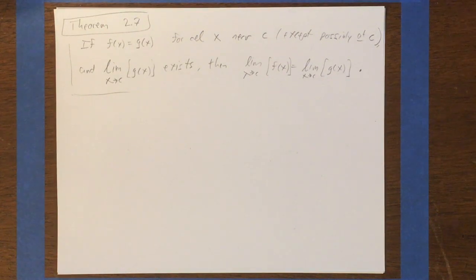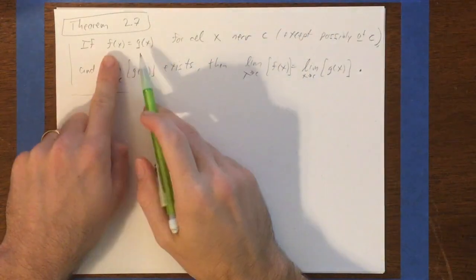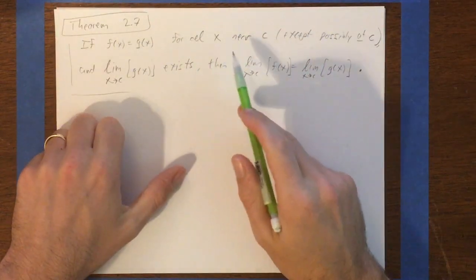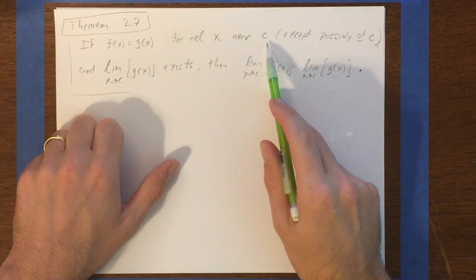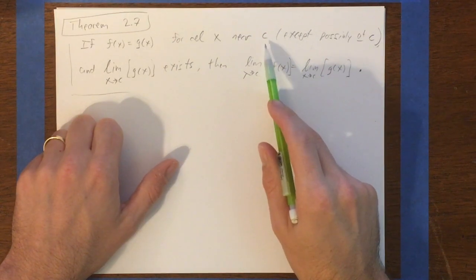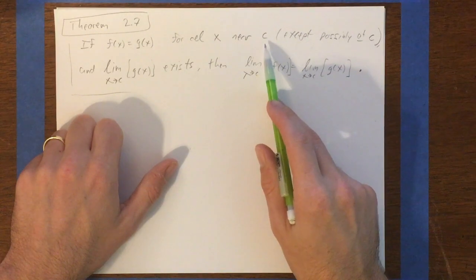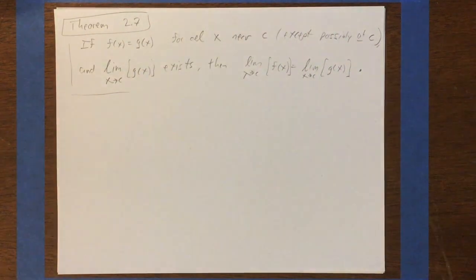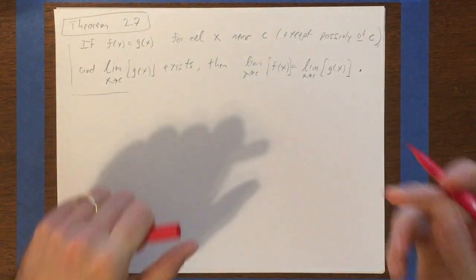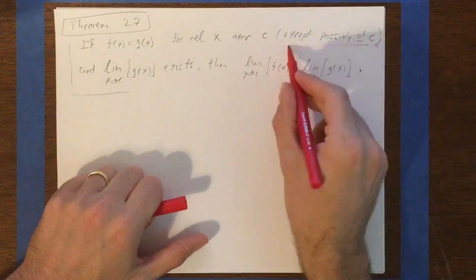It's theorem 2.7 in the textbook. So it basically says, if you have two functions that are equal to one another for all x values at least near c, which is the number you are approaching, where you want to calculate the limit, except possibly at c itself, which is the key part of this, right? We're saying these two functions agree with each other everywhere except at c itself.